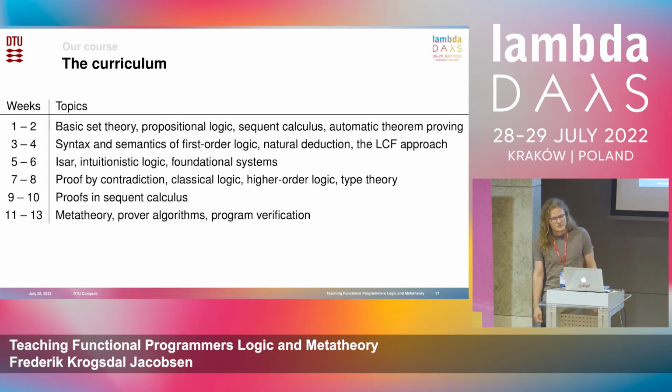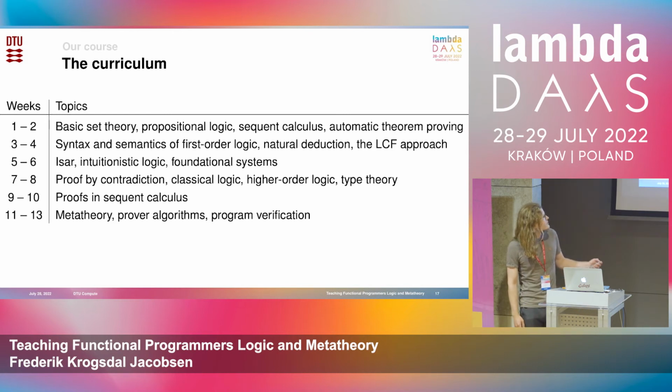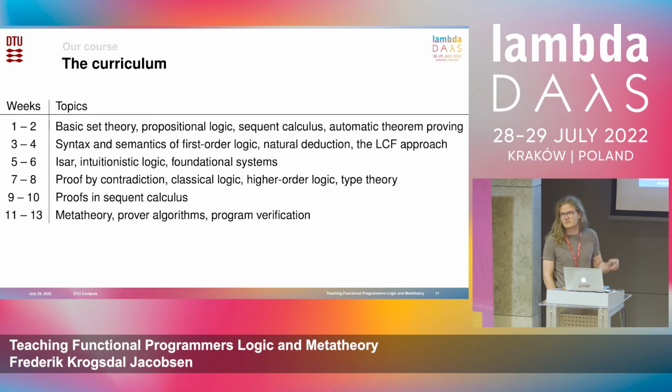And here's the curriculum. I will not go through it too much, but what we just covered in 5 minutes is the first 2 weeks. Then we have first order logic, which is the same as we just covered, except you can add in quantifiers, so for all or exists. Then we have natural deduction, an alternative proof system, and the LCF approach, which is how to design theorem provers. Then Isar is the proof language of Isabelle. We have intuitionistic logic, which is where you can't do proofs by contradiction, and foundations of math. Then we do proof by contradiction, classical logic, higher order logic, and type theory. And by type theory here, we mean logic, not the kind of type theory for programming languages. Then proofs in sequent calculus in more detail, and finally some metatheory and algorithms for actually writing automation in Isabelle. And finally a little bit of program verification.